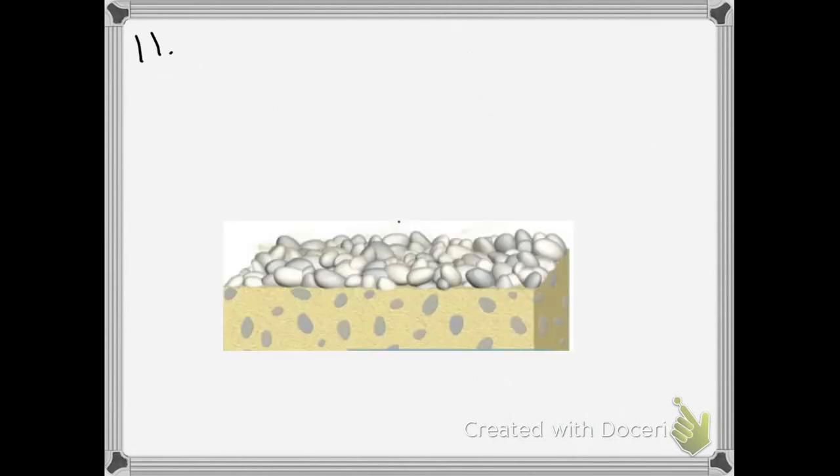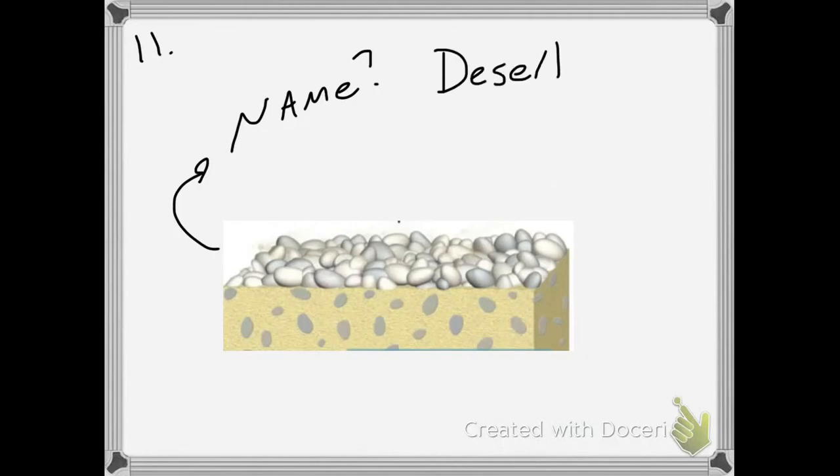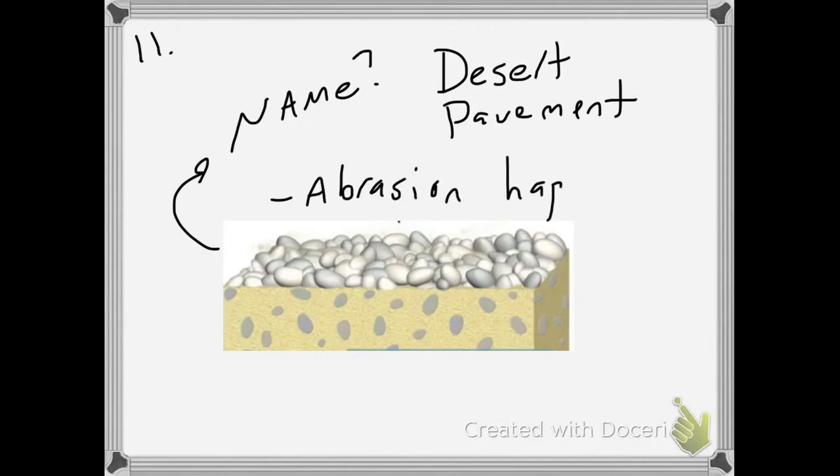Question number 11 is a new picture. So your job is to name this product of weathering in the desert when you have rocks that are piled on the surface. So this, of course, is called desert pavement. So some follow-up questions with desert pavement. Can there be abrasion on the rocks here? Is abrasion happening in this environment? Well, yes, because the sand is not only hitting the big rocks, but the sand is also hitting other sand.